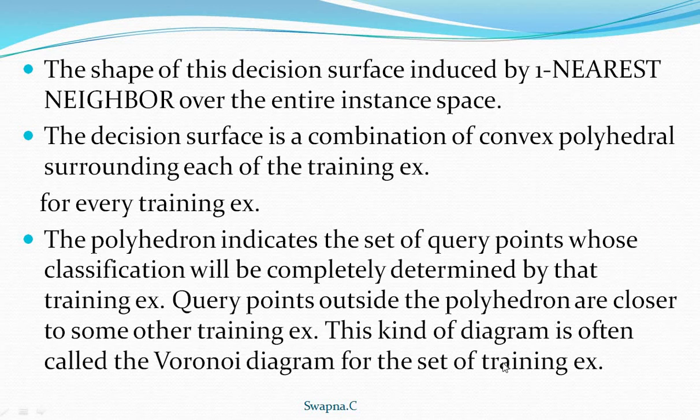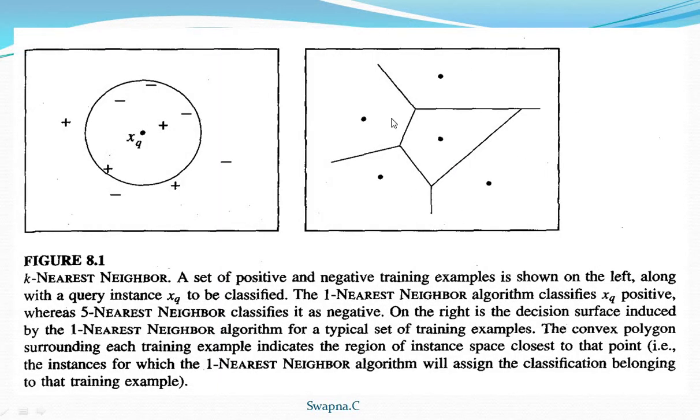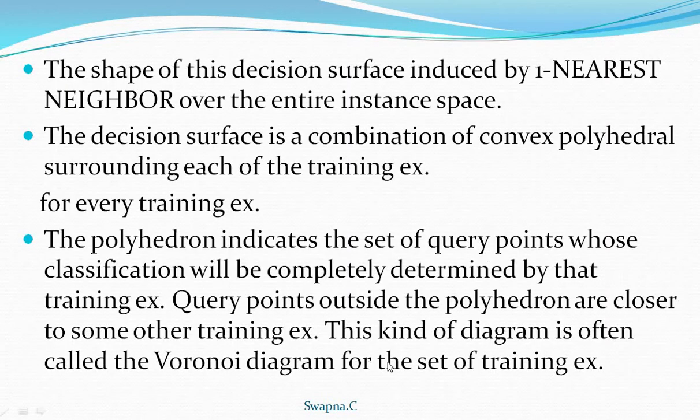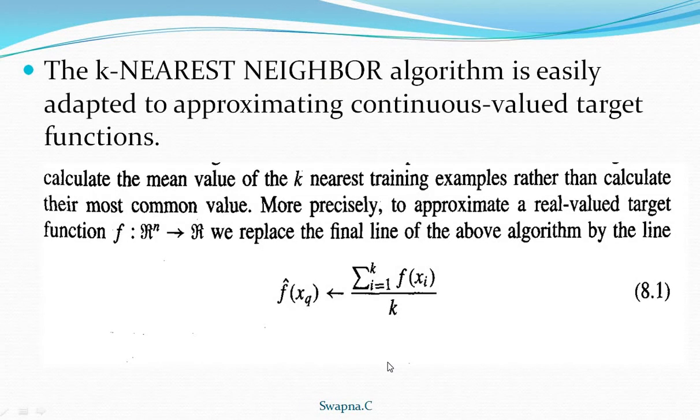This kind of diagram is often called a Voronoi diagram for a set of training examples. Whatever representation we showed on the right-hand side of the figure, that type of diagram we can call a Voronoi diagram. Generally it is used to represent the decision surface space of the one nearest neighbor algorithm. The K nearest neighbor algorithm is easily adapted to approximating continuous valued target functions also.